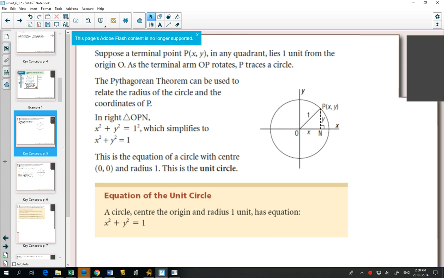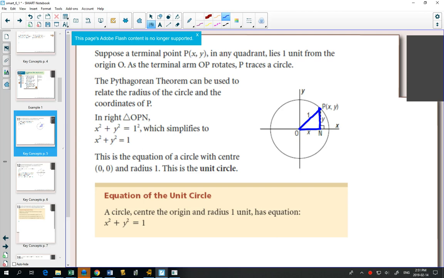Because if you take any point on the edge of the circle, which they have right here, some random point, you can always draw a line straight down to your x-axis and a line back to the origin and draw your radius. And that makes a right-angled triangle. Pythagorean theorem works with a right-angled triangle. It's a squared plus b squared equals c squared. What is the equation of a circle? The equation of the circle is just a squared plus b squared equals c squared.